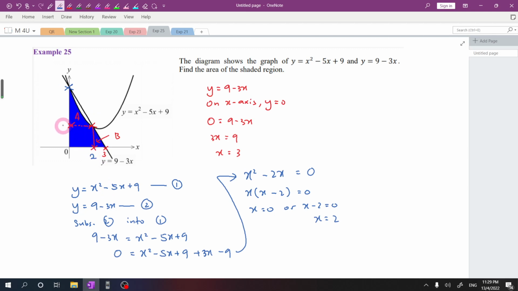So what is the value here? We can take this value and put it inside this equation to get the value of y. When x is equal to 2, substitute x equal to 2 into the second equation. y is equal to 9 minus 3 times x. But we know that x is equal to 2, right? 9 minus 3 times 2, which is equal to 3.